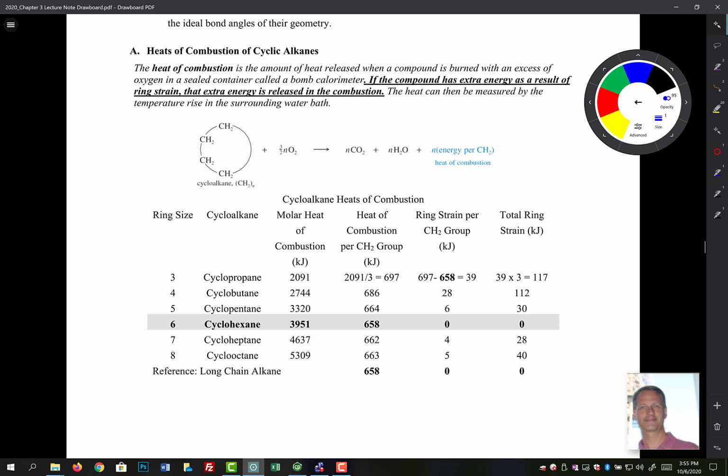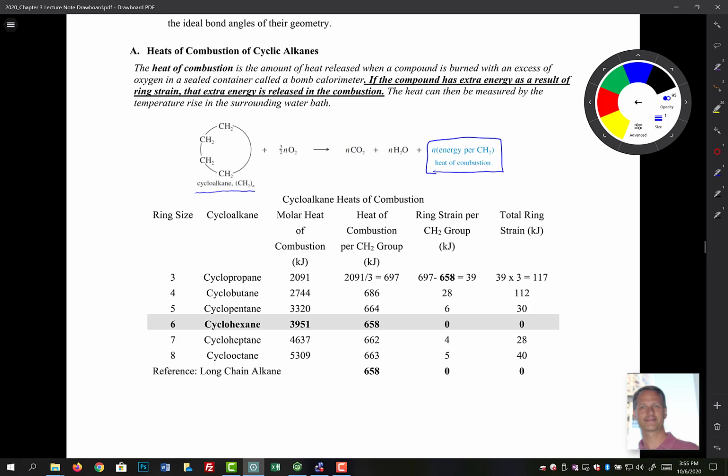If the compound has extra energy as a result of ring strain, that extra energy is released during that combustion. Right? So what we look at is a change in temperature of the surrounding water bath, and then we do some calculations to calculate our energy. So what we have here is a cycloalkane, CnH2n for us, and we're going to add excess oxygen. We're going to get CO2 and H2O, and then we get this heat of combustion, some energy. So there's a release of energy.